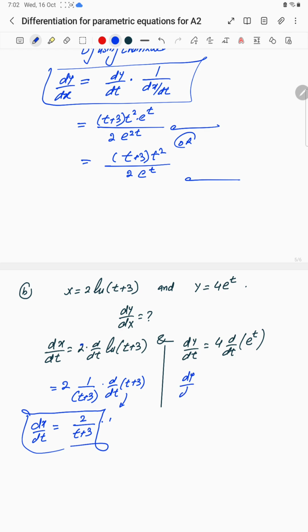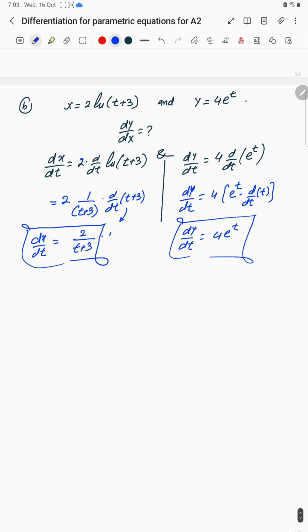Similarly dy by dt is, for e power function, e power function times differentiate of function d by dt of t, as we are going to differentiate with respect to t on either side, that is the parameter involved. So dy by dt will be 4 e power t. I hope it is pretty much clear to you guys. Now you know well what to do by using, yes, chain rule.